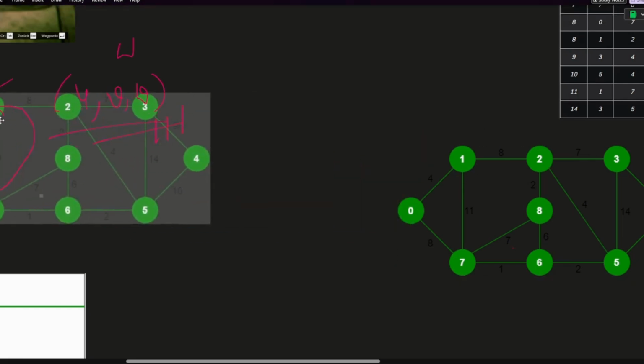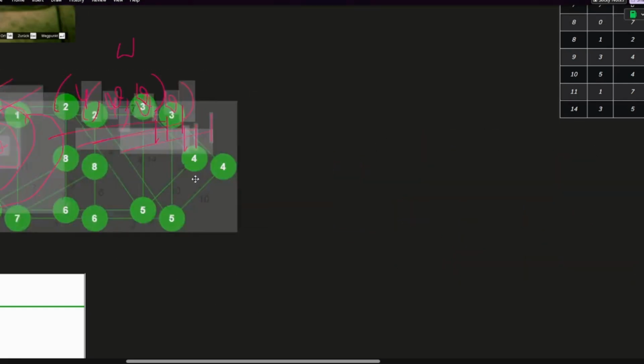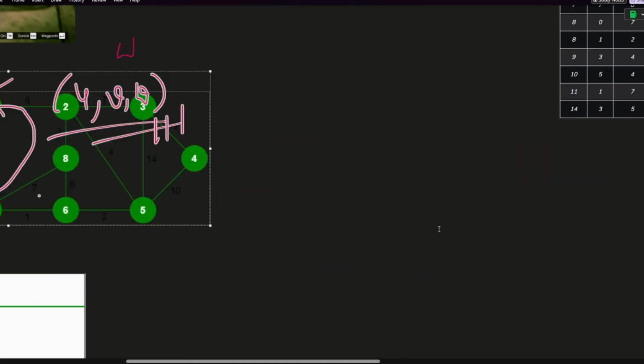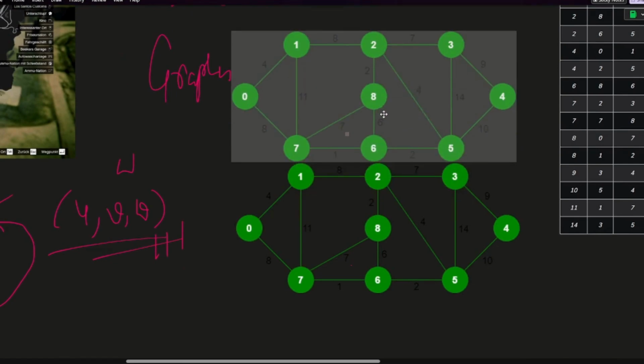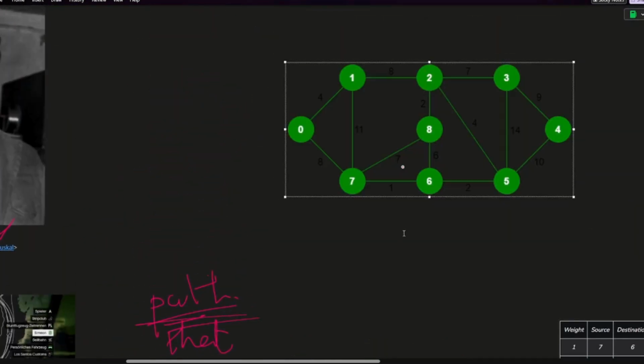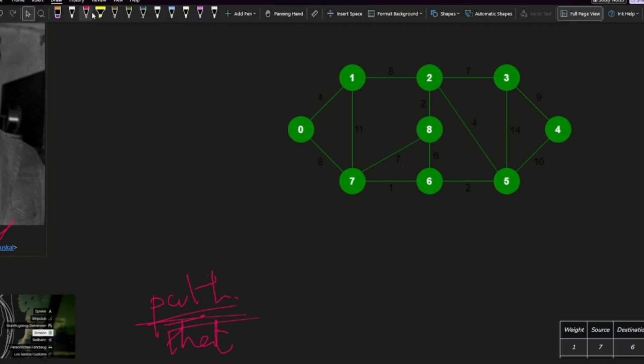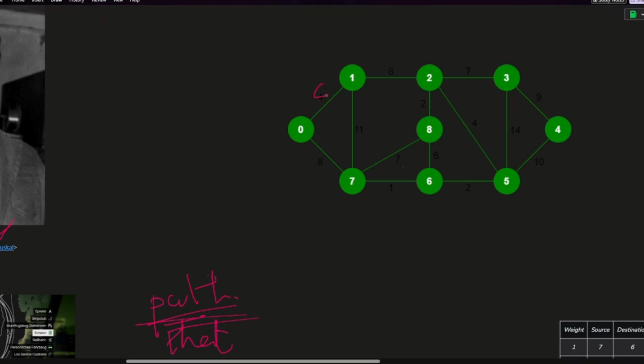Okay, this is better, I guess. So this is our graph. I really hope you can see these numbers as well. If you cannot see them, that's completely fine because I'm going to write them out: 8, 1, 7, 11, 8, 2, 6, 4, 2, 10, 14, 9, and 7.